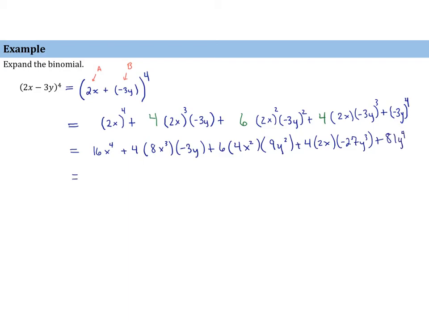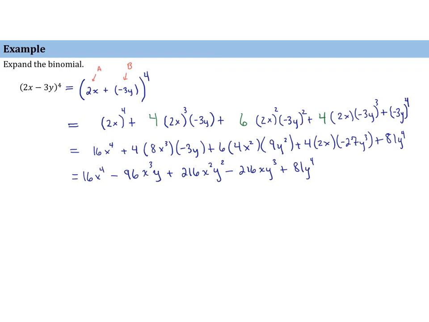So this will equal 16x to the 4th minus 96x cubed y plus 216x squared y squared minus 216xy cubed plus 81y to the 4th.